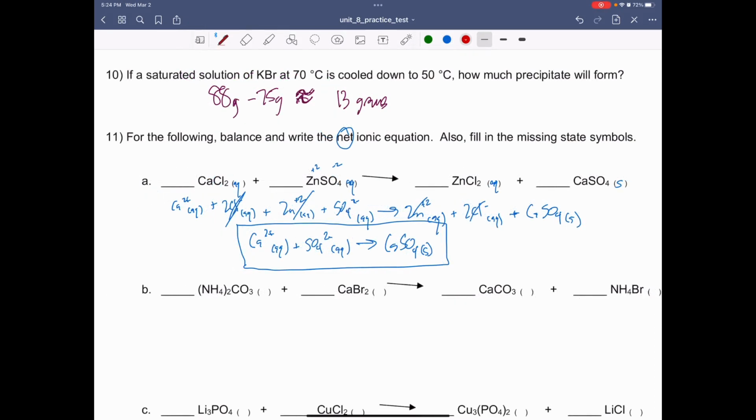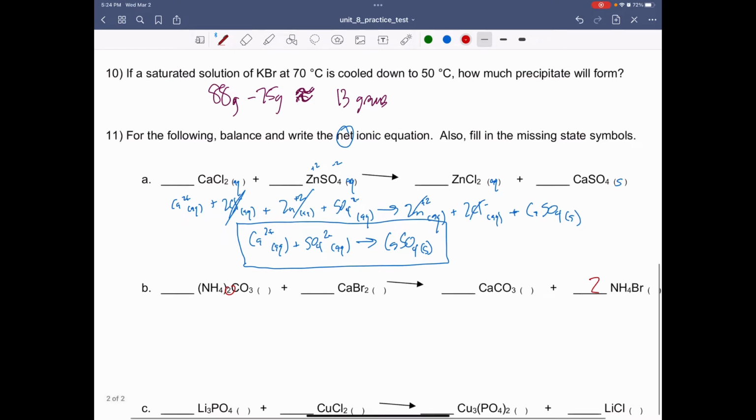Okay, so here's B. Again, let's balance it out. First things first, we got two ammoniums here, so let's put a 2 over here. And notice now that we have two ammoniums. We got one carbonate, one calcium, two bromides, two. Okay, so this whole thing is balanced now. So now we can get to the work.